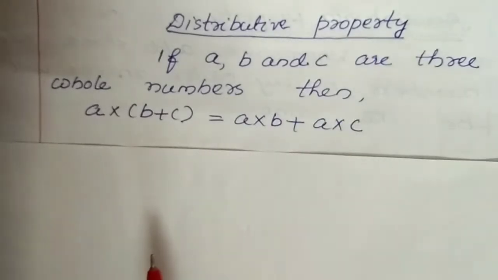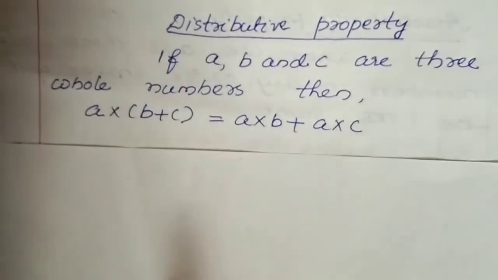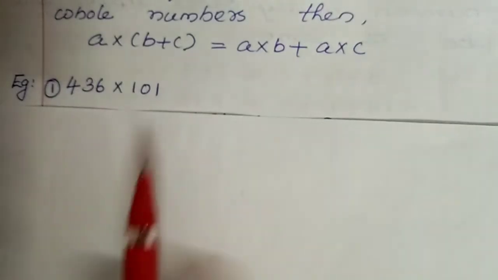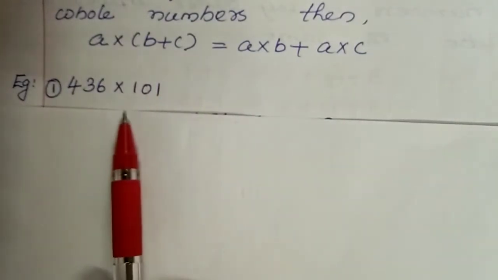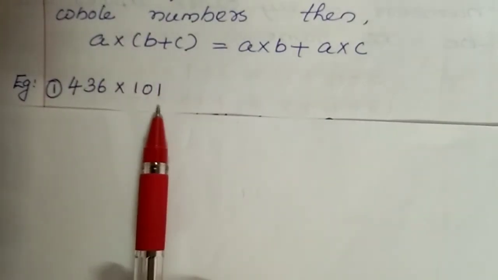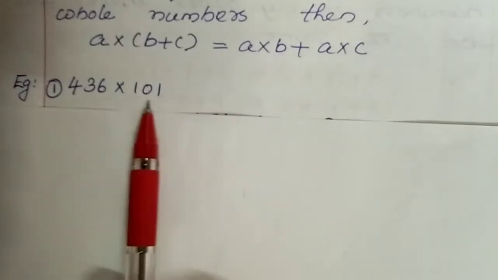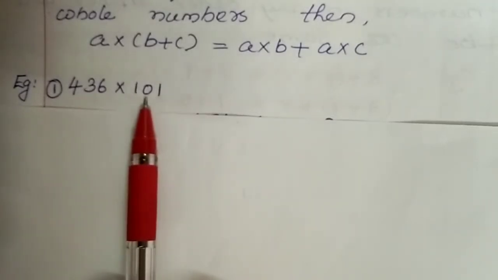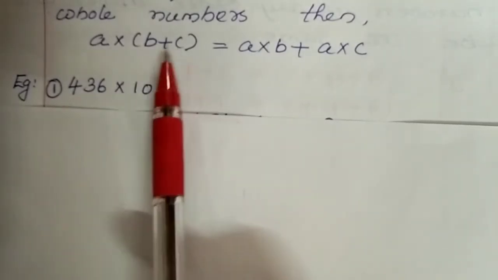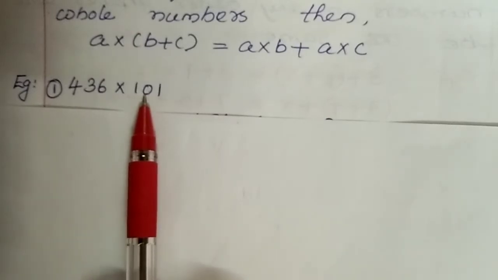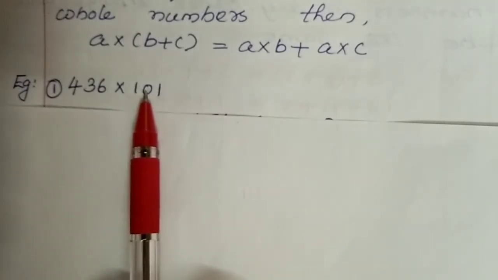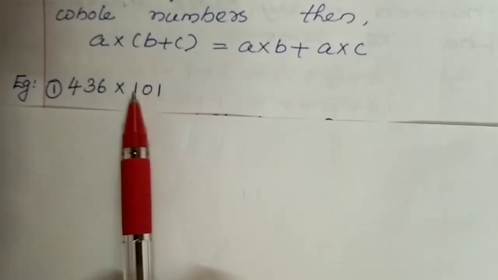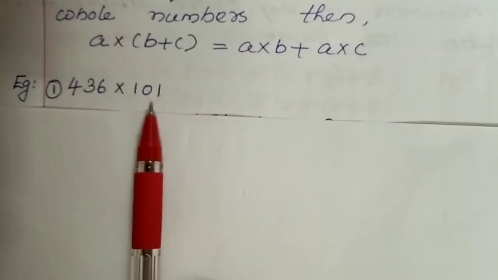Then there is one example. One example is 436 into 101. Here two numbers are given to multiply. When we use this distributive property, it is very easy to calculate this answer without actual multiplication.